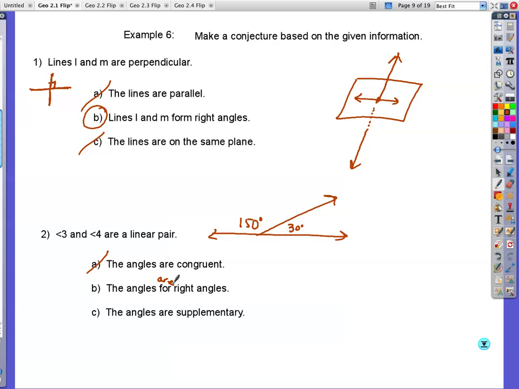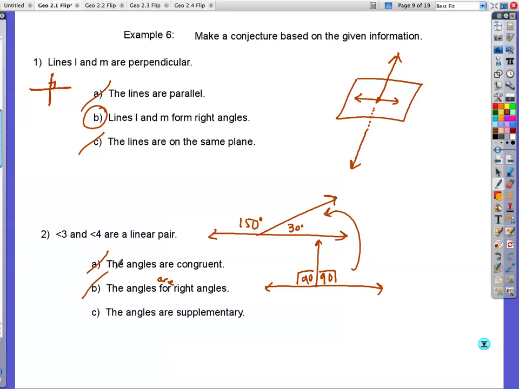Angles 3 and 4 are a linear pair. Does that mean they have to be congruent? I'm going to tell you they could be, but they do not have to be. Yes, 90 and 90, those are a linear pair, but they do not have to be. That is not an absolute, because right there, these are a linear pair and they're not 90.